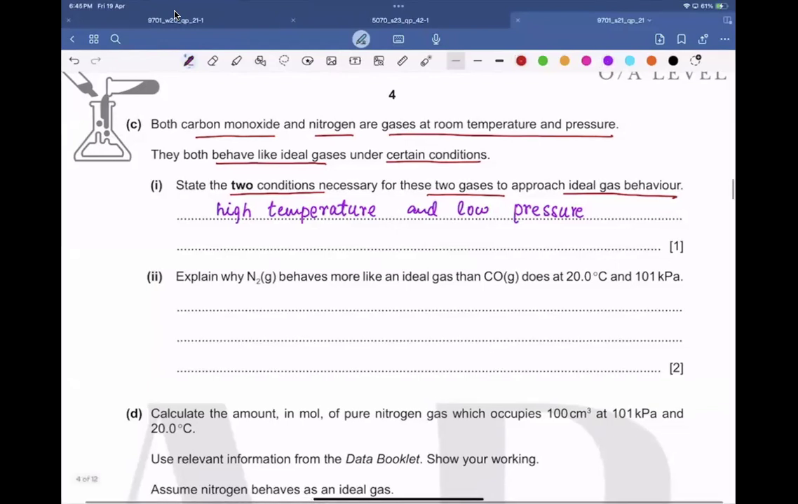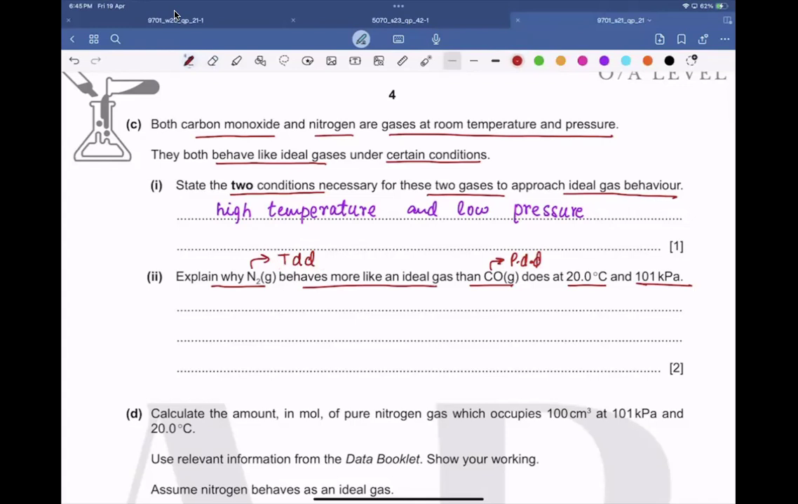Okay. Now, explain why nitrogen behaves more like an ideal gas than carbon monoxide does at 20 degrees Celsius and 101 kilopascals. Here, Kubra, you were saying that permanent dipole forces are stronger. Yes, carbon monoxide has permanent dipole forces, and it also has temporary or instantaneous dipole forces. Nitrogen's forces are weaker, so the molecules of nitrogen can get further away compared to carbon monoxide, which makes nitrogen behave more like an ideal gas than carbon monoxide.